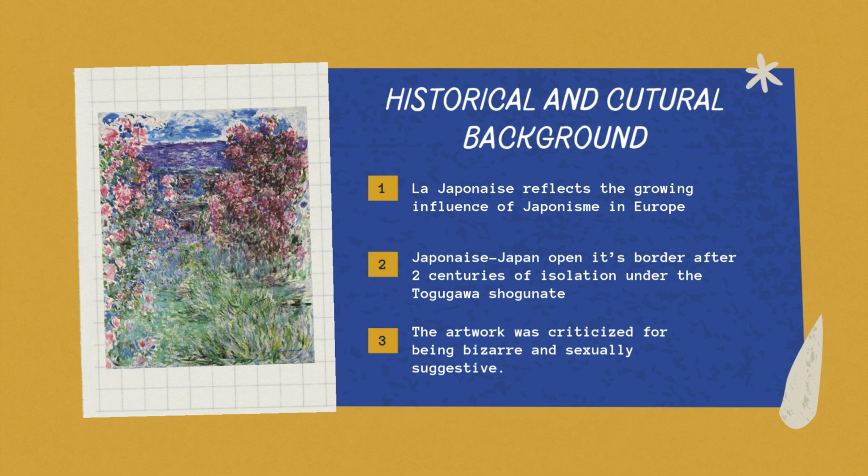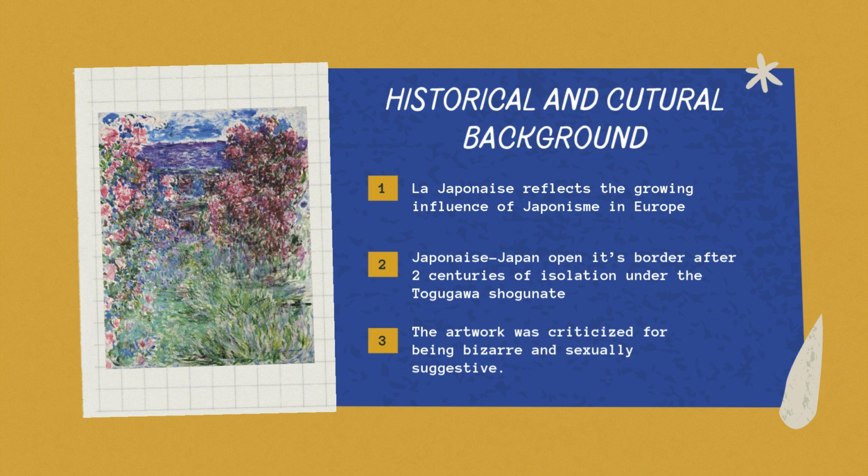And now I would like to talk about the historical and cultural background. This artwork, La Japonaise, reflects the growing influence of Japonisme in Europe. Japonisme is a trend sparked by Japan opening its borders to the West after over two centuries of isolation, and the import of Japanese goods and art captivated European artists.